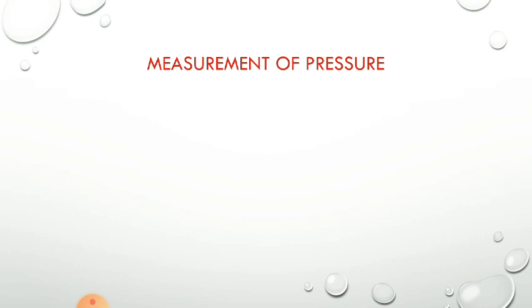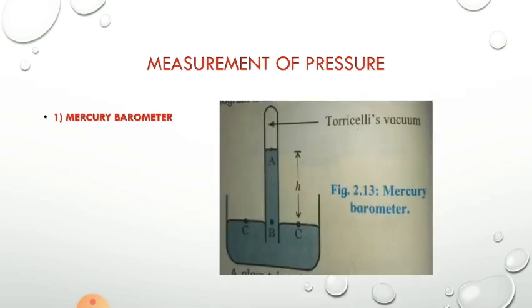Now the next topic is measurement of pressure. The instruments used to measure pressure are called pressure meters or pressure gauges or vacuum gauges. We will describe two instruments which are commonly used to measure pressure. The first one is the mercury barometer.